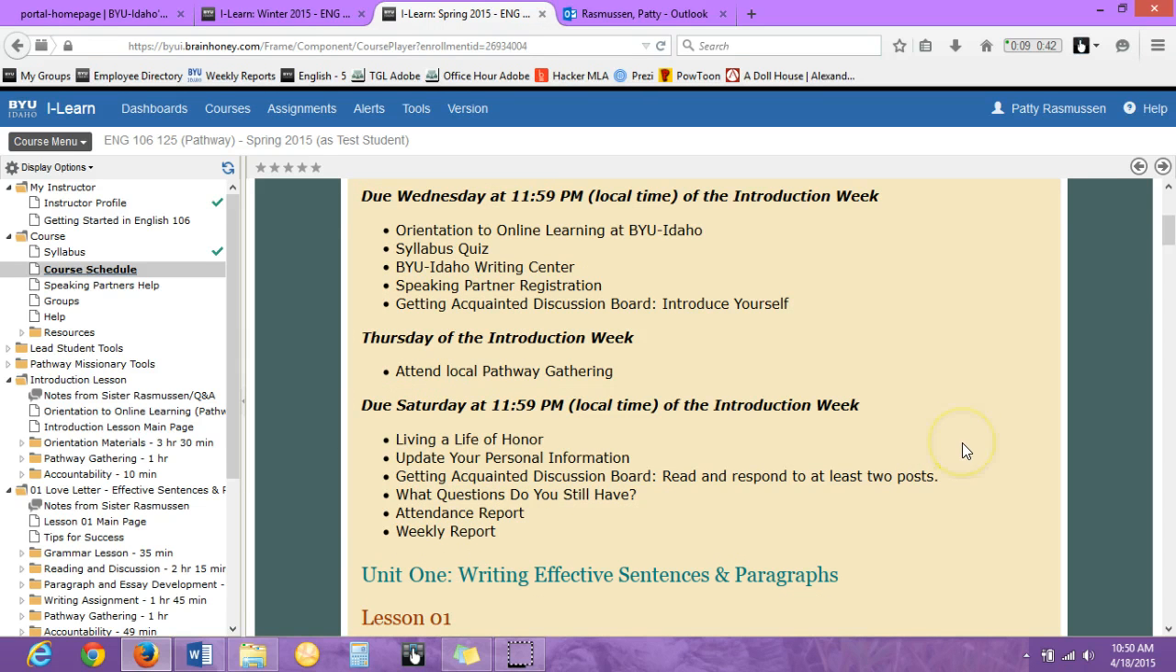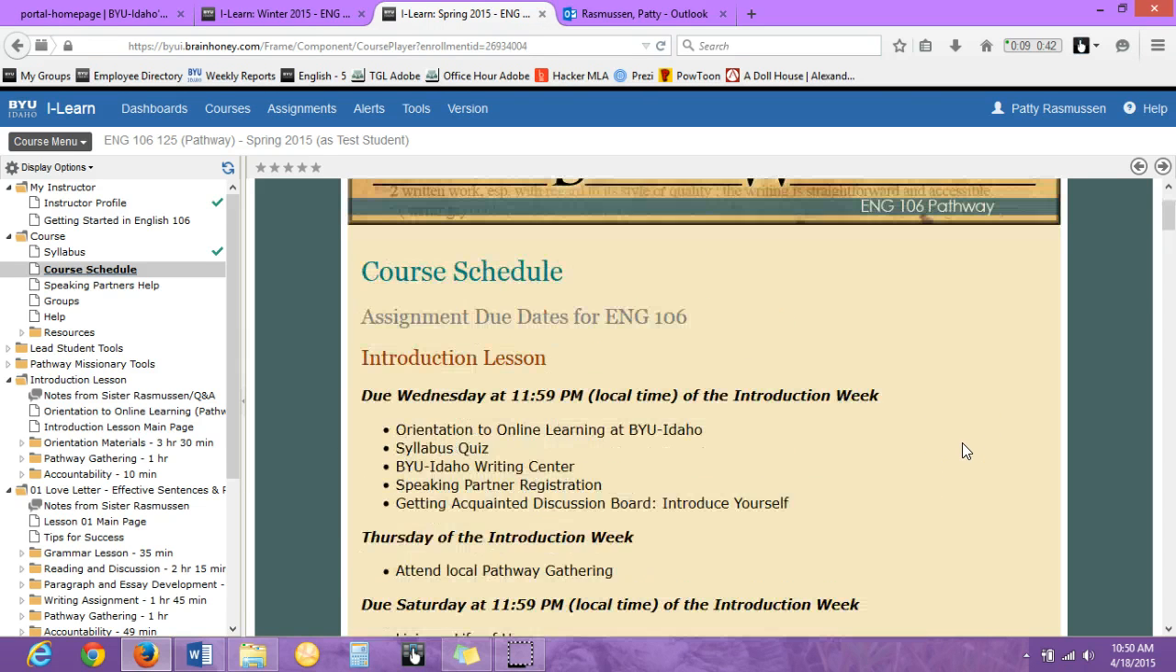So what I would suggest is that you print this out at the beginning of the term so you can have it in front of you, or you could transfer all of this onto a calendar of your choice. But it's really wise to have some sort of paper, tangible calendar or schedule for you so that you can mark things off, so that you can know when things are due, and so forth.